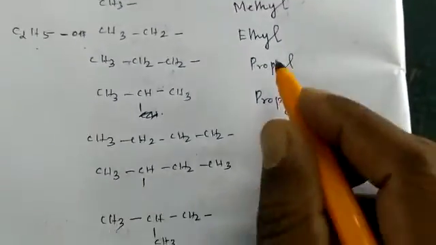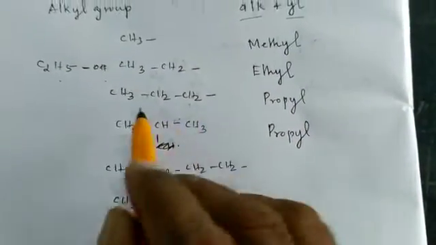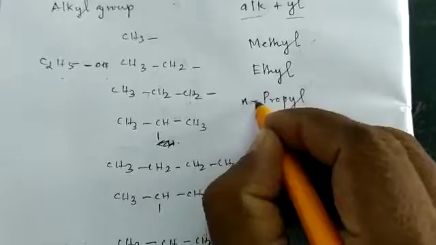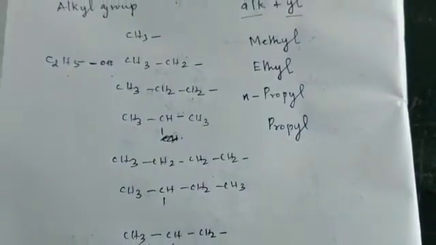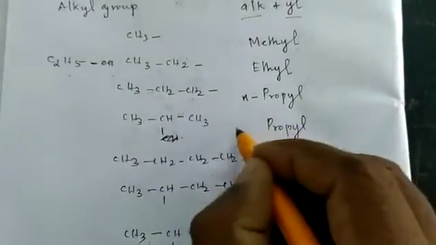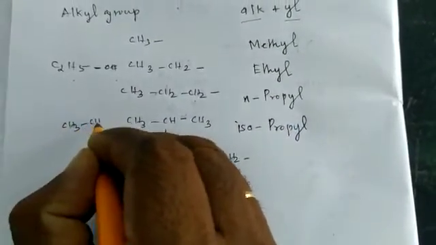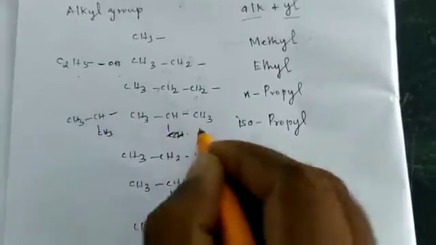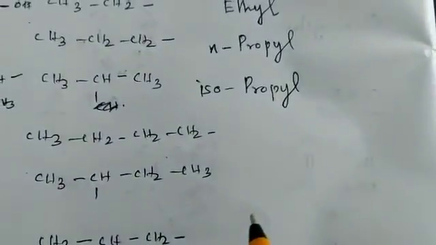Okay, there are 2 propyl groups. So how to distinguish them? By using the chain. This is a normal chain, so you can call it n-propyl. This is the iso group, so you can call it isopropyl. Both are the same. This is iso, so this is isopropyl.